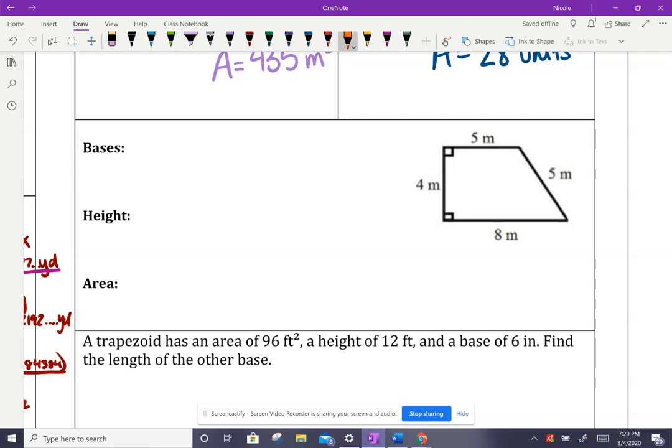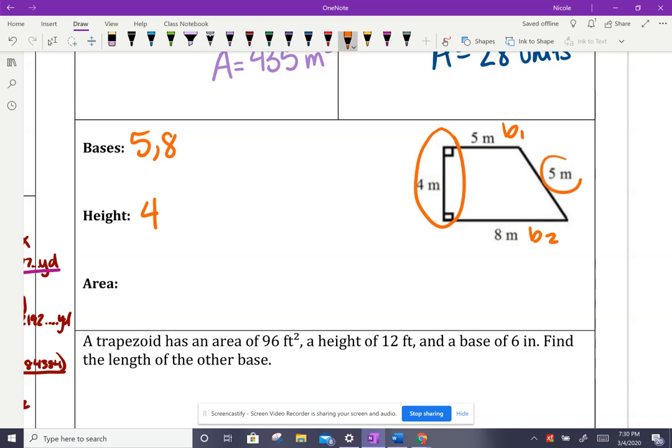So if I look at my next example, I have base 1, base 2, so 5 and 8. Remember, your height always has to be perpendicular to the bases. So looking at my side here, it's actually perpendicular. So not only is it the side of my trapezoid, but it is also the height. So that doesn't always happen.